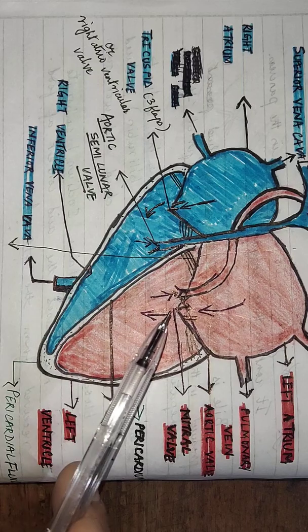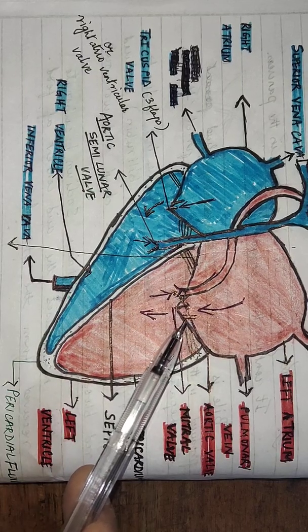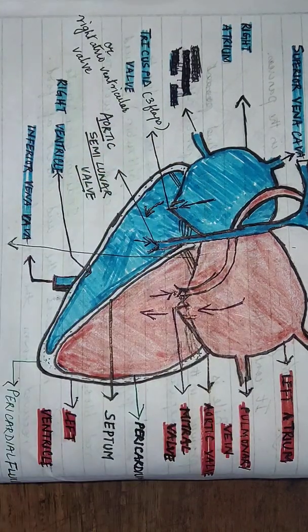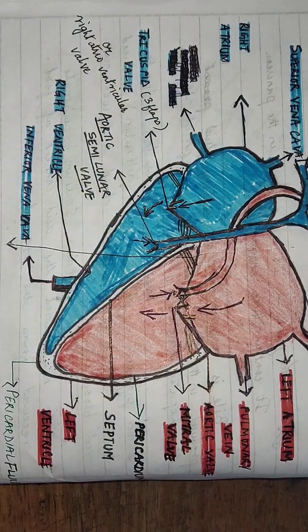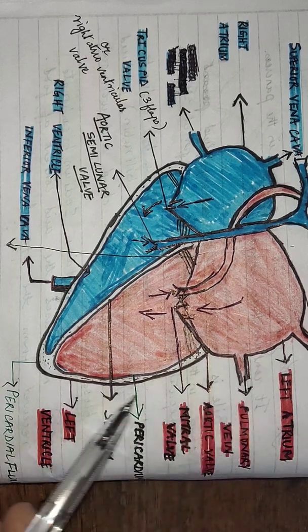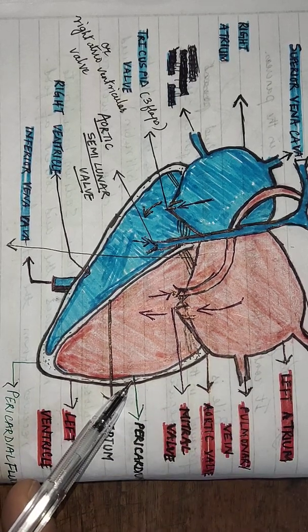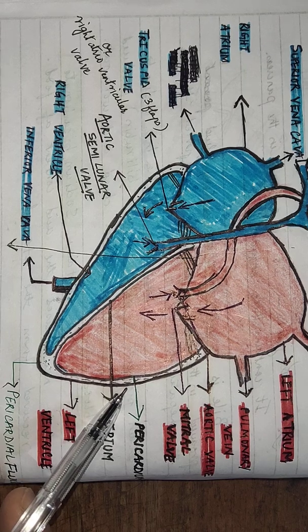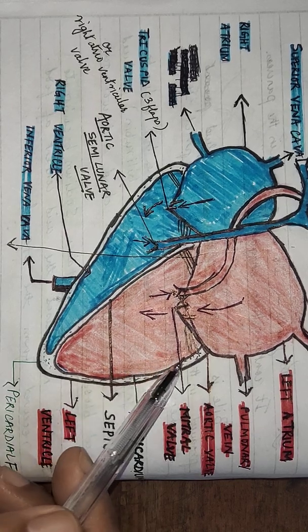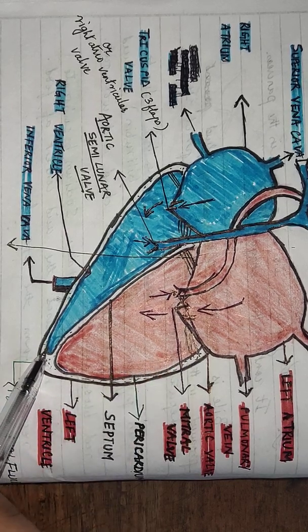The size of the heart is comparable to the size of your fist. It is enclosed by a protective membrane known as the pericardium.